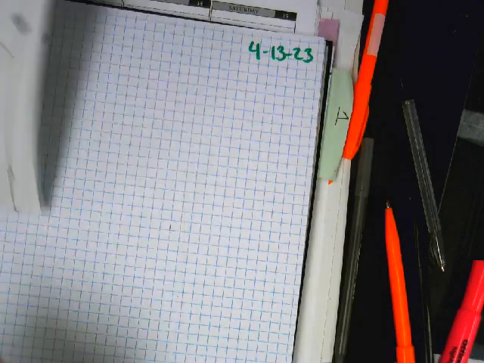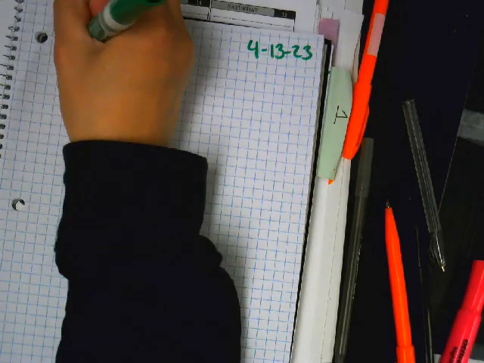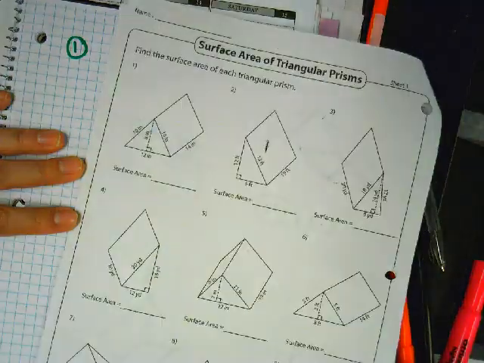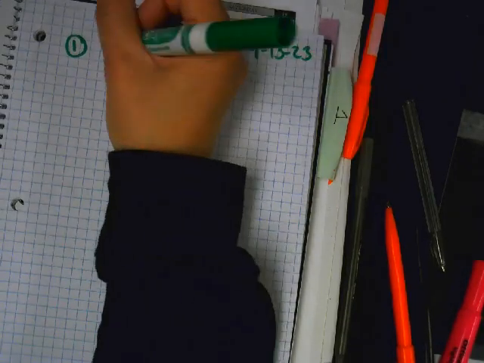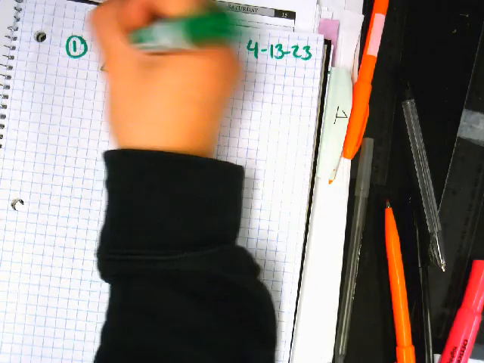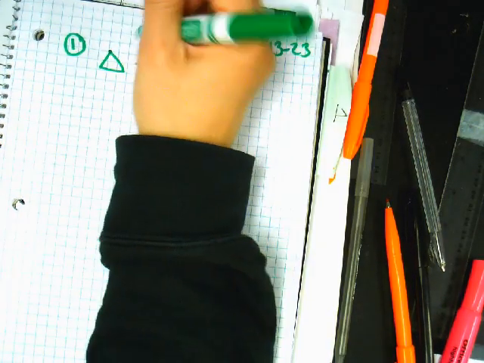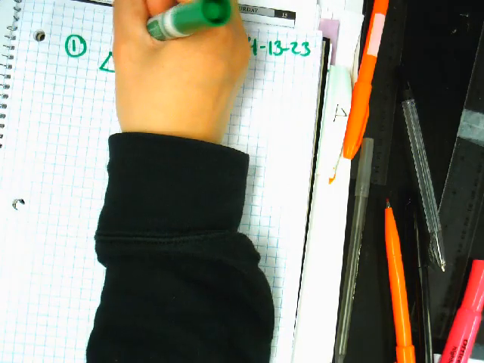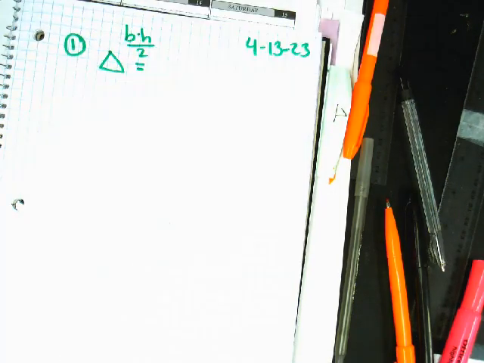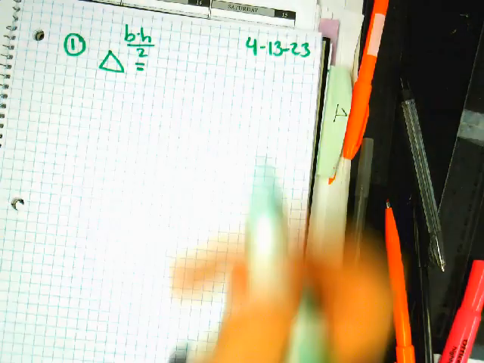All right. So we're in number 1 together. Here's number 1. Let's first do the triangles part. 12 times 8 divided by 2. Yes. So just remember, base times height divided by 2. We've been practicing in the do nows. Base times height divided by 2.